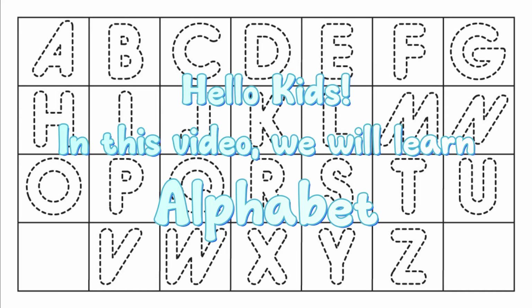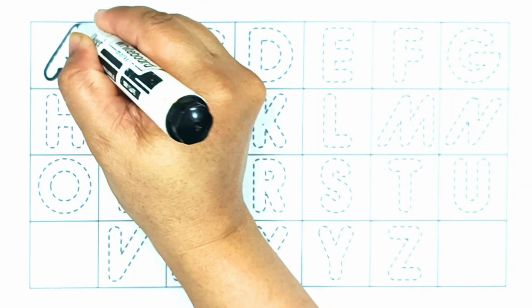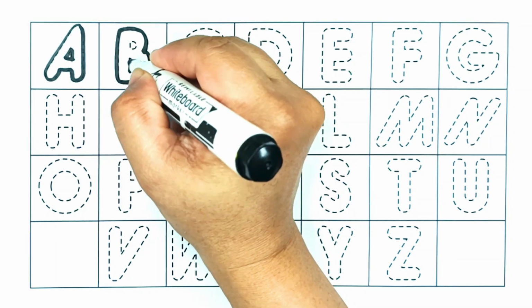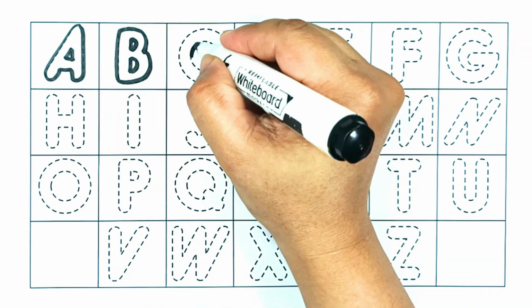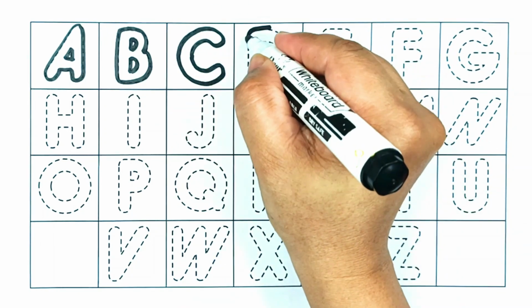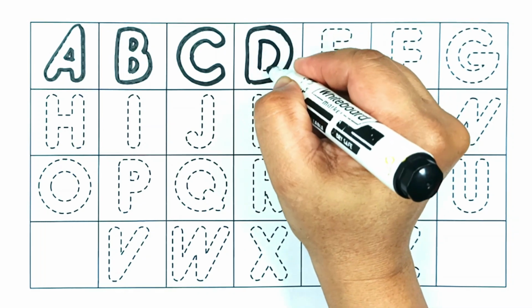Hello kids. In this video, we will learn alphabet. A, A, B, B, C, C, D, D.